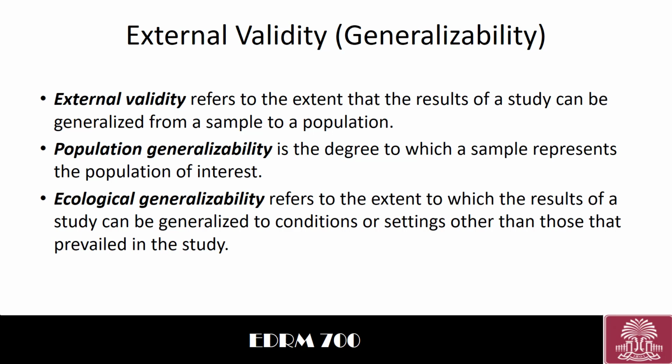As mentioned above, we hope to obtain a sample that is representative of the population of interest to increase the population generalizability. But this is not enough. Researchers may also hope to generalize the results of a study to conditions or settings other than those that have been examined in the study. We call it ecological generalizability. For example, if you conduct the study in private schools, you may not be able to generalize the results to public schools. This is the end of this lecture.